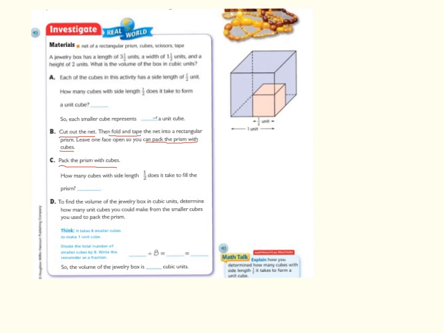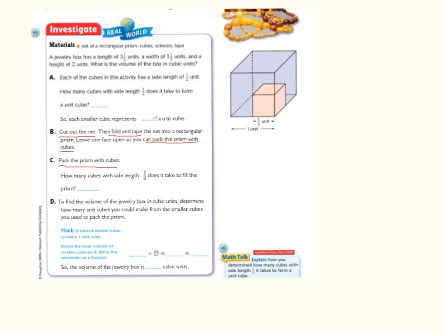So, we're going to investigate this a little bit. I need to give you a net, so if I haven't done that, please remind me to give you the net. And you're going to use some half-centimeter cubes to fill the sides of a jewelry box. So a jewelry box, hopefully you can read this, it's a little blurry. A jewelry box has a length of 3.5 units, a width of 1.5 units, and a height of 2 units. What is the volume of the box in cubic units?